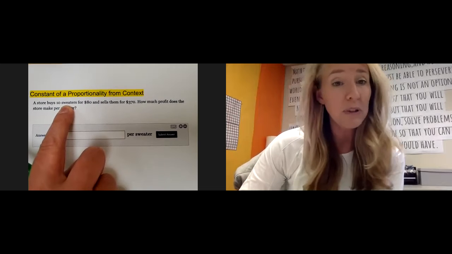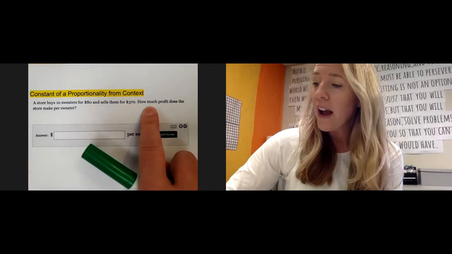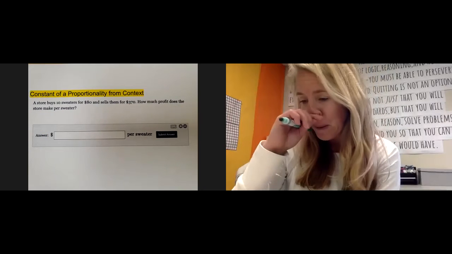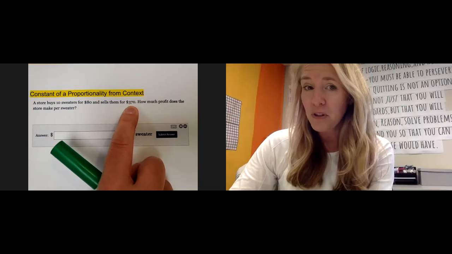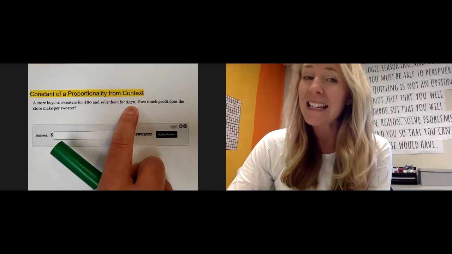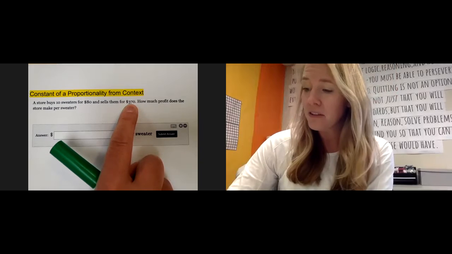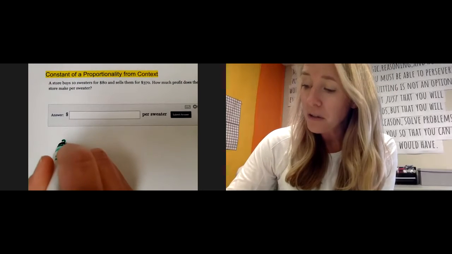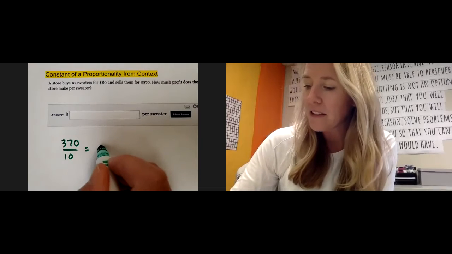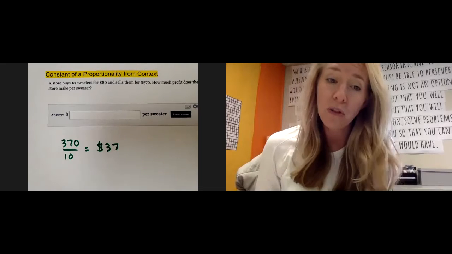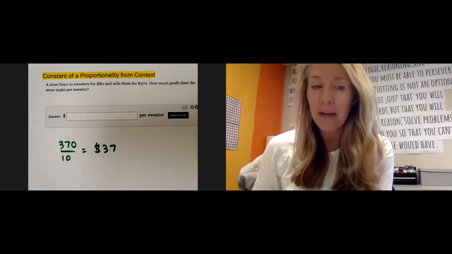So they bought them pretty cheap, but dang, they turn around, they sell them for a profit. Okay. So how much profit does the store make per sweater? So if you want to know how much they make per sweater, you have to say, okay, well, how much do they sell them for? So how much this per that? How many dollars per sweater? And it's $370 for 10 sweaters, which if you divide, that's going to be 37 buckaroos. Okay. Way more than the $80 that they spent.